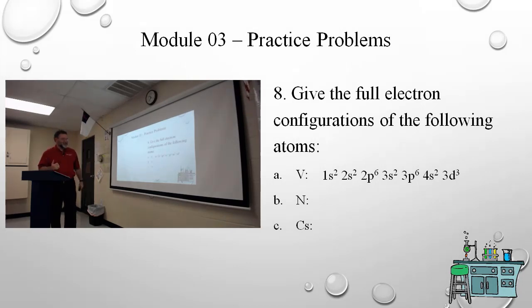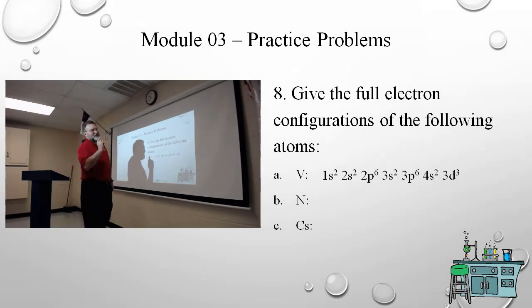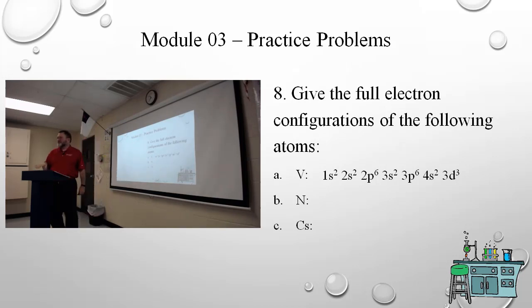Okay, N is nitrogen, right? Atomic number is 7, so let's count up those 7. So we've got 1s2, 2s2, 2p3.